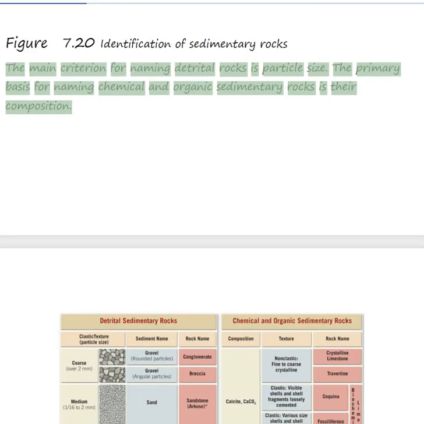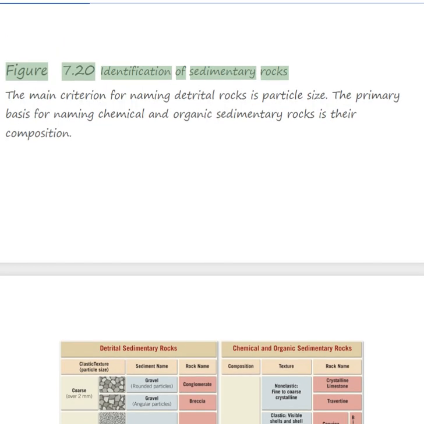The main criterion for naming detrital rocks is particle size. The primary basis for naming chemical and organic sedimentary rocks is their composition. Figure 7.20 Identification of sedimentary rocks.